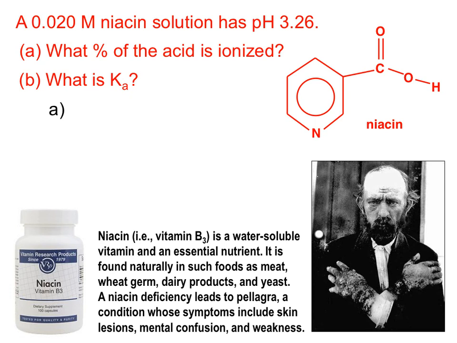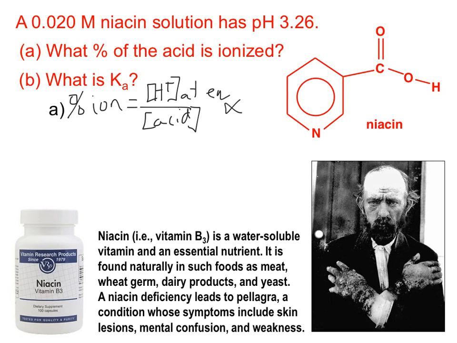All right, now, a 0.02 molar niacin solution has a pH of 3.26. So a good question AP could ask is what percent of the acid is ionized and what is the Ka? So again, percent ionization equals H plus over the concentration of the acid. So we know from last time, and that's again at equilibrium, times 100.